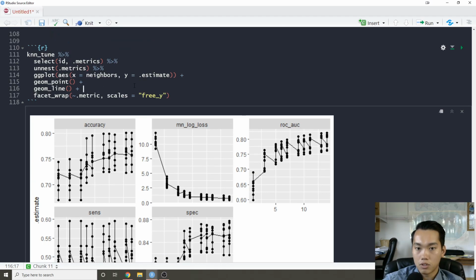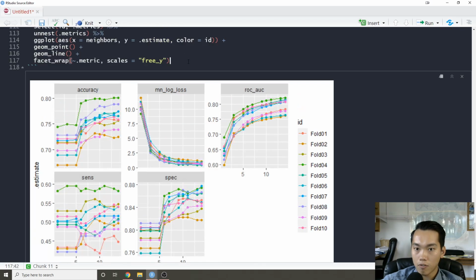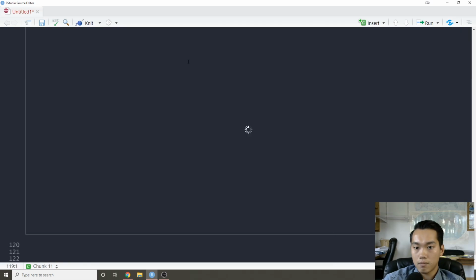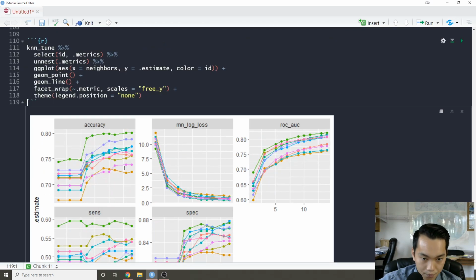In fact, if we do our color equal to id, we can see all our folds. I'm going to do theme legend.position equals none. So this kind of shows us why it's good to do k-fold cross validation, so we can see the variance between each fold, or between each partition of the data set. We can see there's still some stability with, say, mean log loss, ROC AUC, and even a little bit of accuracy, but we can see our sensitivity is all over the place.